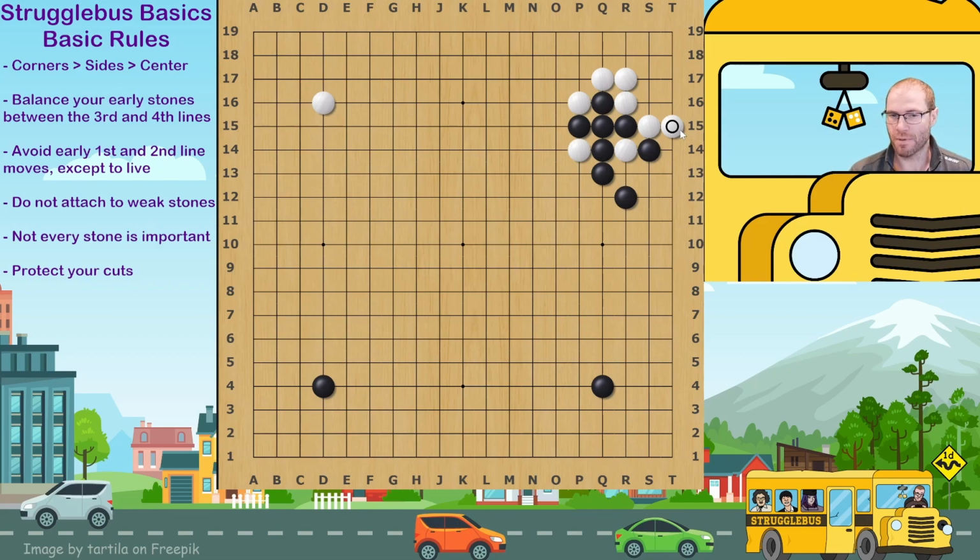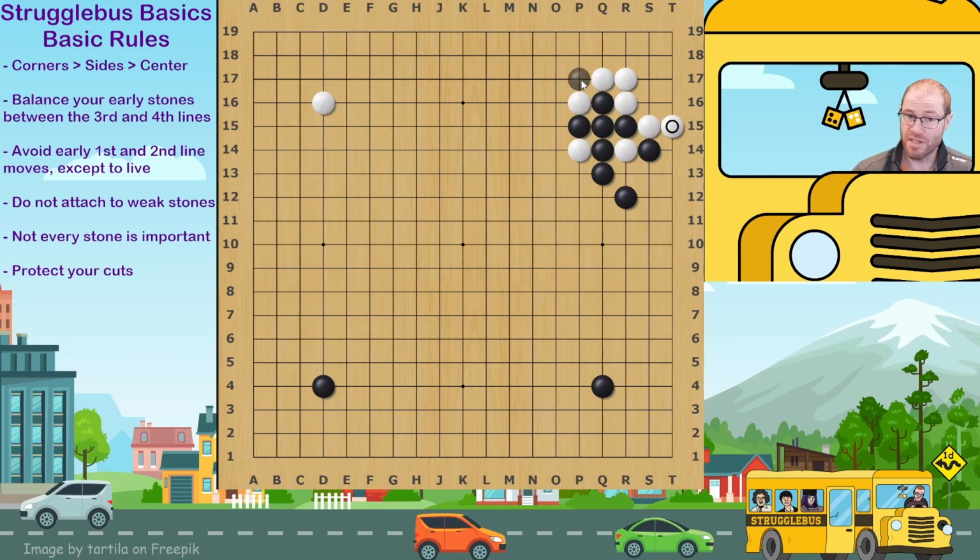And so if we're black here, we can go through the same analysis of the basic rules on what we should be doing. Because of that, we should understand that we shouldn't be following this up by playing another first line move. We should be looking at third and fourth line moves. We should be looking at corners and sides. We should be looking at cuts. And we should understand that our opponent left a cut here, and so we can possibly do something with this.